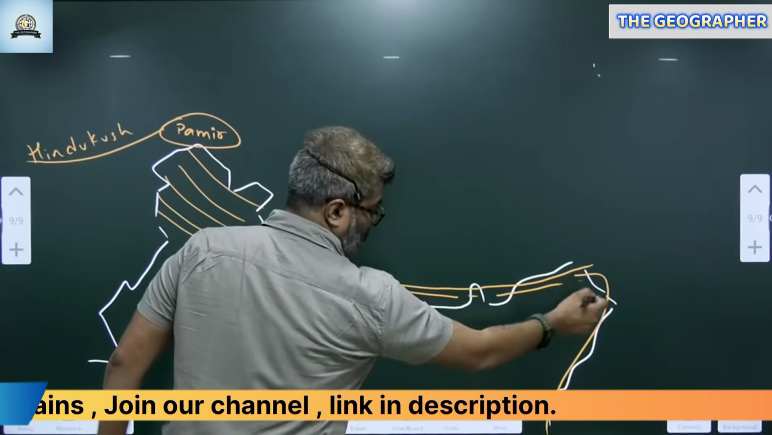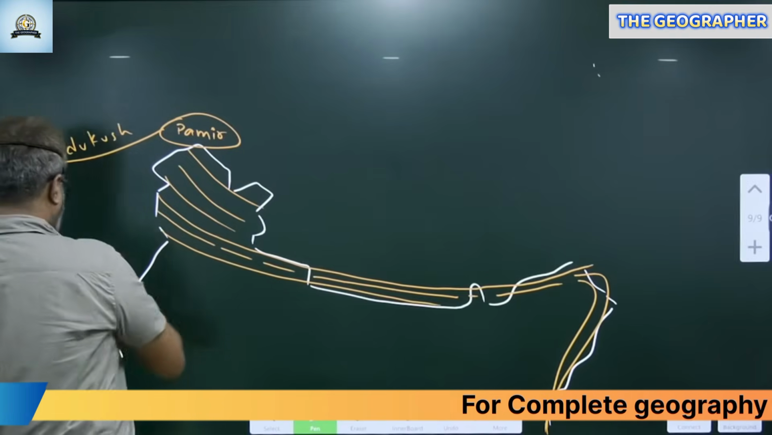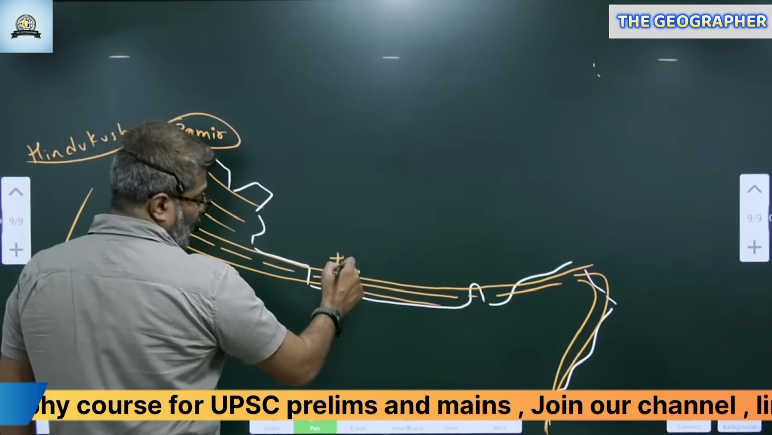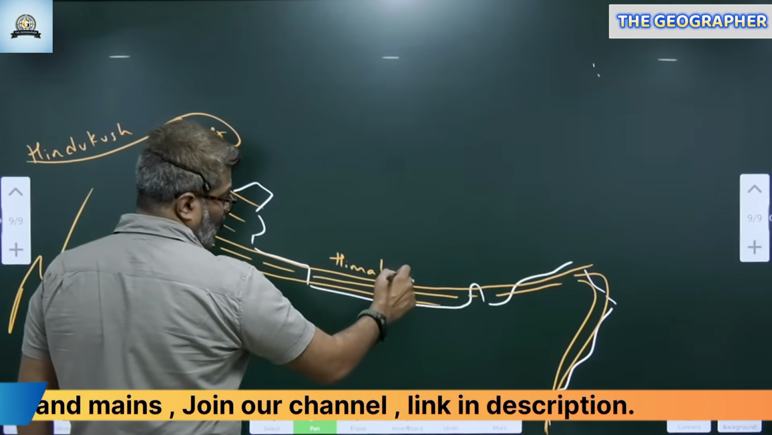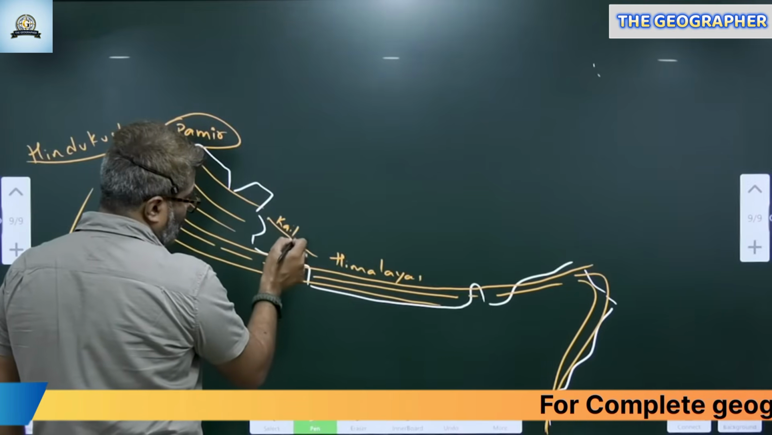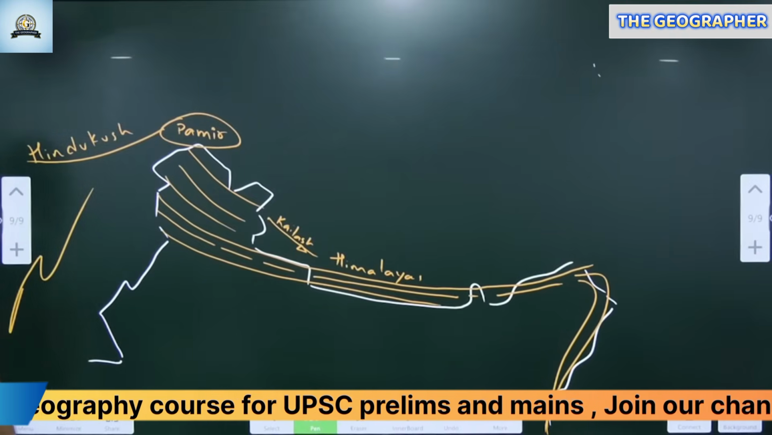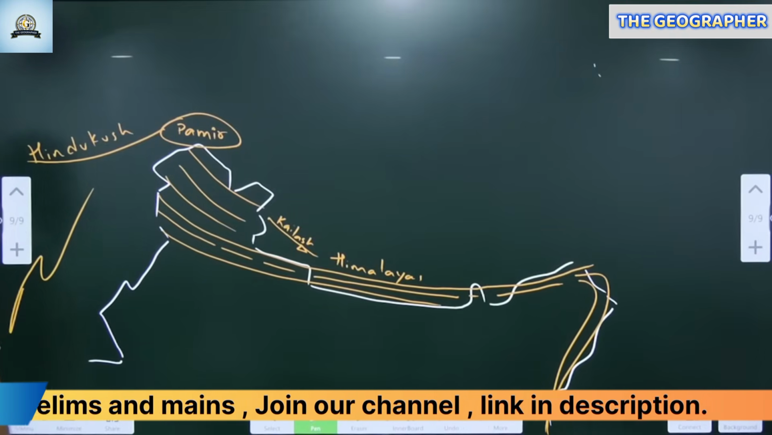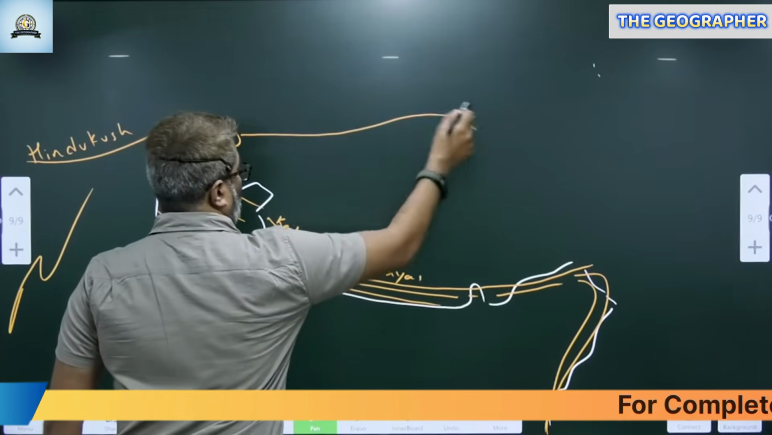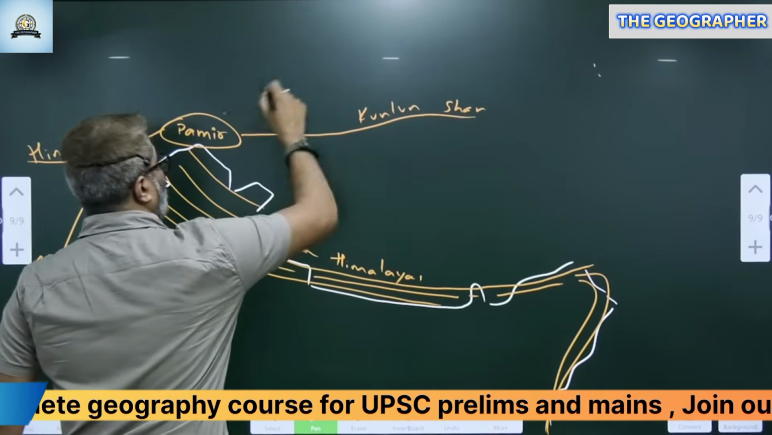Himalayas. The Shivaliks. See, I am marking Himalayas here. Locate Kailash. Locate Mount Kailash. Himalayas, Kailash. No writing, only you have to see the atlas first. Kunlun Shan. Tian Shan.